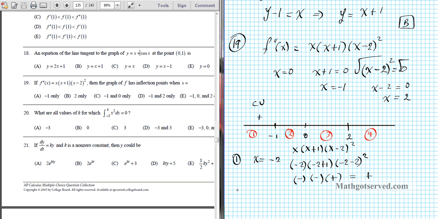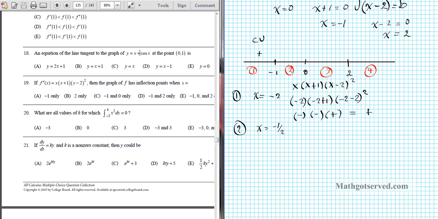All right, interval 2, what are we going to test? Let's test a number between negative 1 and 0. We can test negative 1/2. Plug it into the function for the second derivative. Let me organize this a little bit nicer so you can see what I'm doing. So this is our test function right here, and then these are test values.